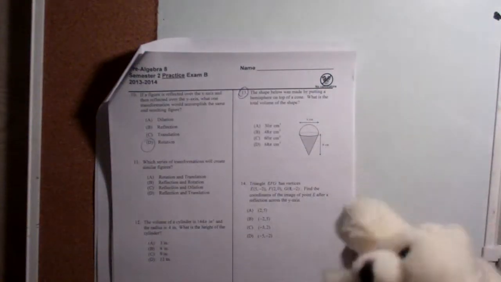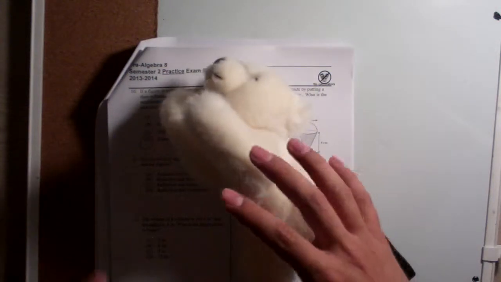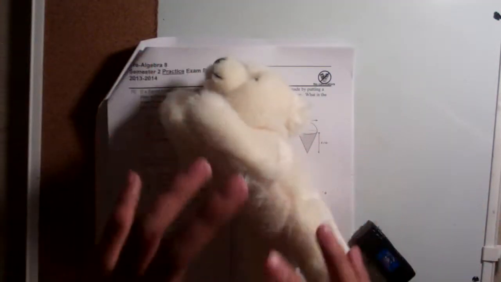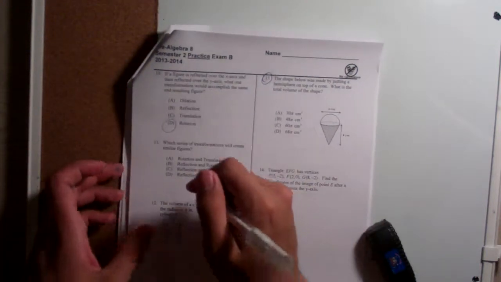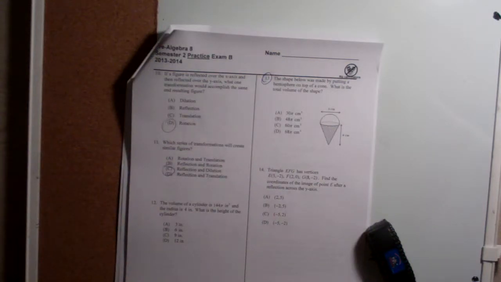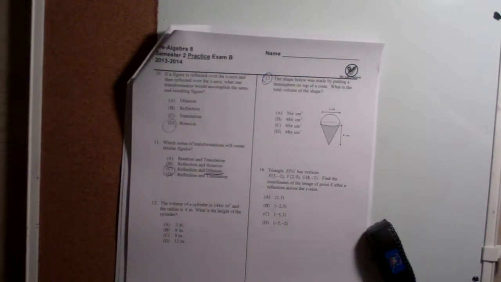Okay. C, it says reflection then dilation. So reflection, but then dilation, this could either get bigger or smaller, and that's what it means for us to have similar figures. So C is the correct answer here, and that's the only one that would work because of the dilation. Okay. All right, let's go to number 12.